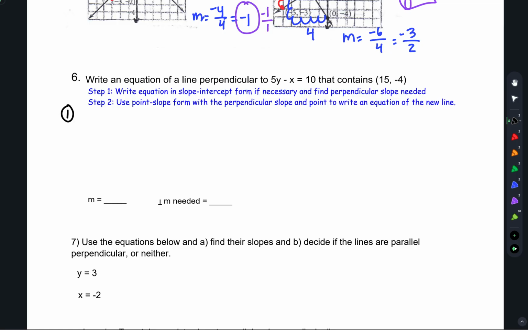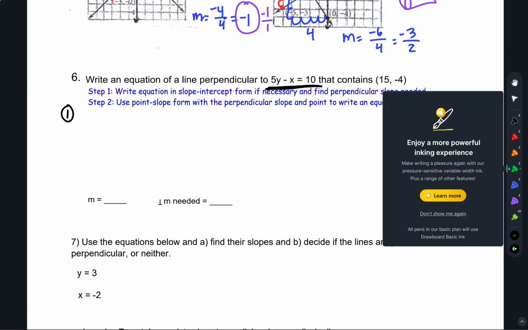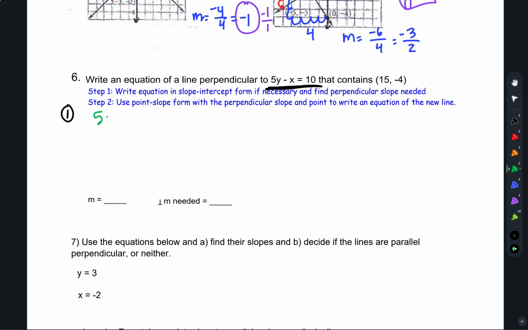Well, what slope is my original line starting with? This line right here. It's not in slope-intercept form. So in order to get it into slope-intercept form, we got to solve for y first. So let's do that. I'm going to add x and divide by 5 to get 1/5 x plus 2.